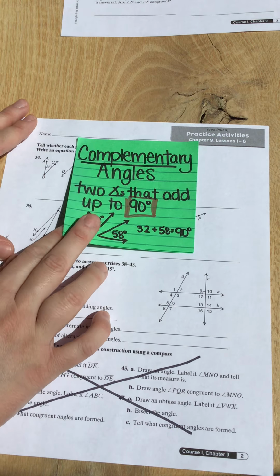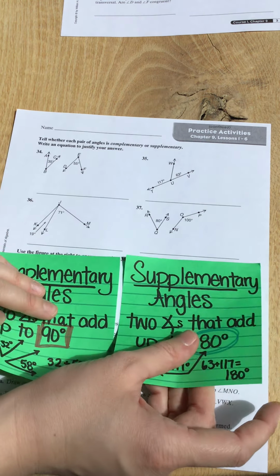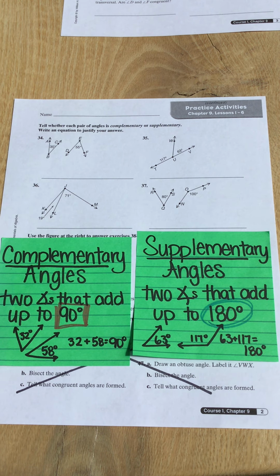Okay, complementary angles are angles that add up to equal 90, while supplementary angles are angles that add up to equal 180. I know that this video is going a little long. You guys can move ahead without me if you want, but always check in.